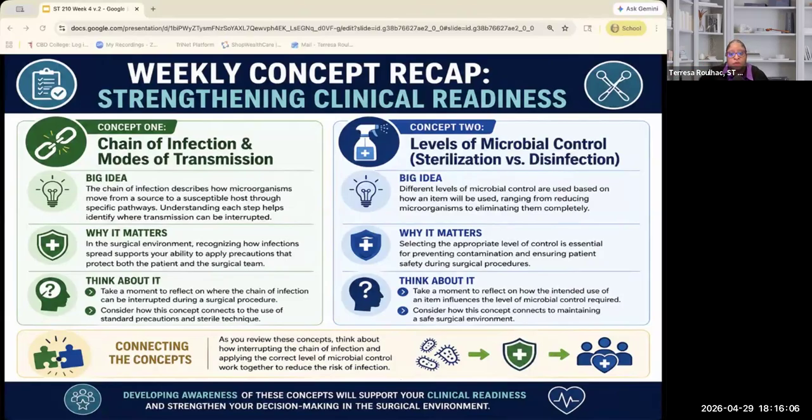So we have to ask ourselves, where can I interrupt this process? Is it hand hygiene, PPE, sterile technique? If you can stop transmission at any point, you protect the patient. We're trying to get to the interruption.